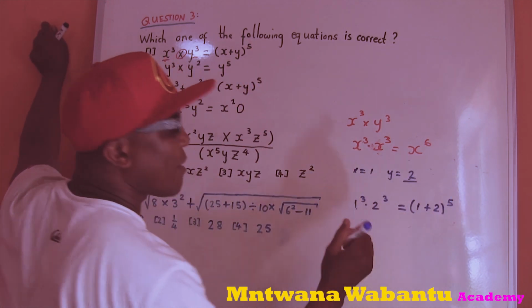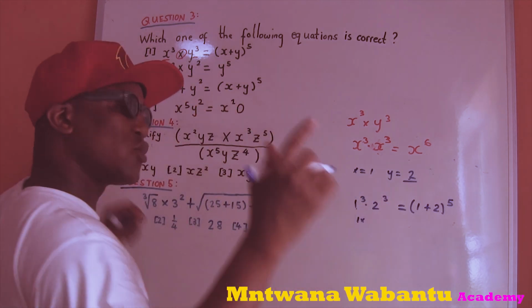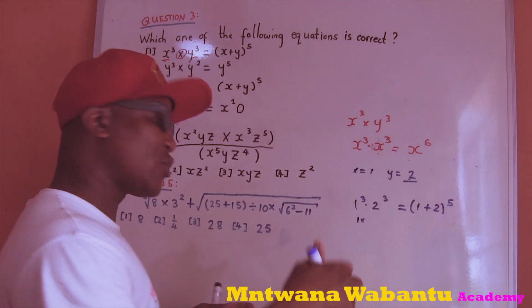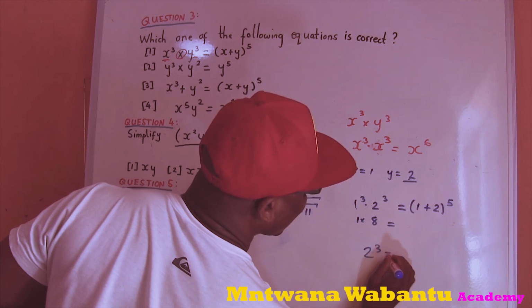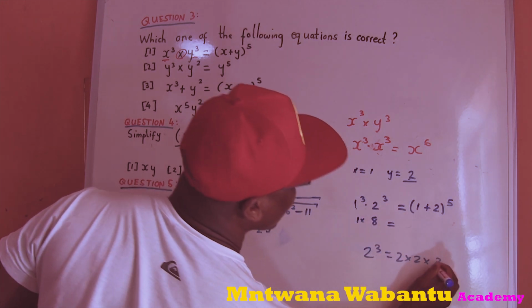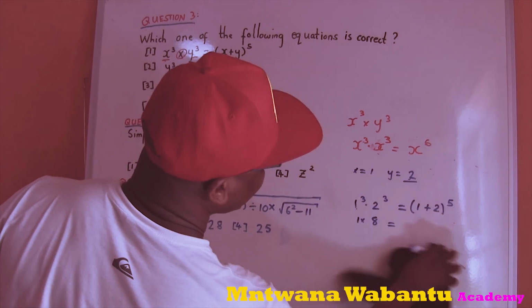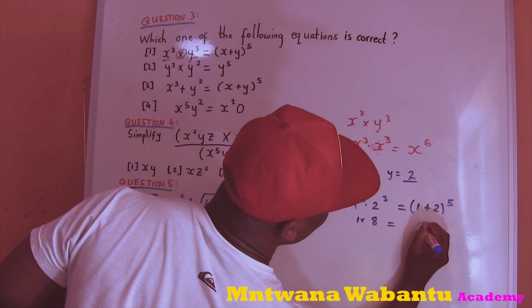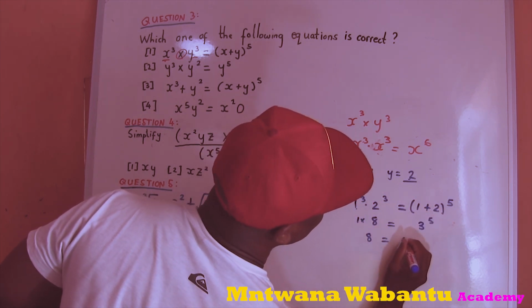Now let's see. 1 cubed, 1 times 1 times 1 equal to 1, times 2 cubed, which means 2 times 2 times 2, which equals 8. Okay, when you say 2 cubed, it's like 2 times 2 times 2, meaning 2 times itself times itself. Now 1 plus 2 equal to 3, 3 power 5. So 1 times 8 is 8, and this is 3 power 5.